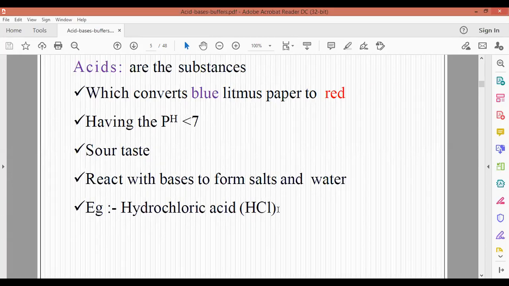In the exam, if you are asked to define acid, then you have to write: those substances which are able to convert blue litmus paper to red, which show a pH less than 7, which have a sour taste, and which react with the bases to form salts and water. That is called an acid according to traditional theory.